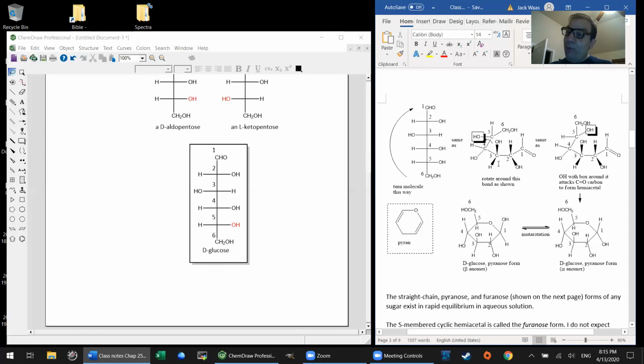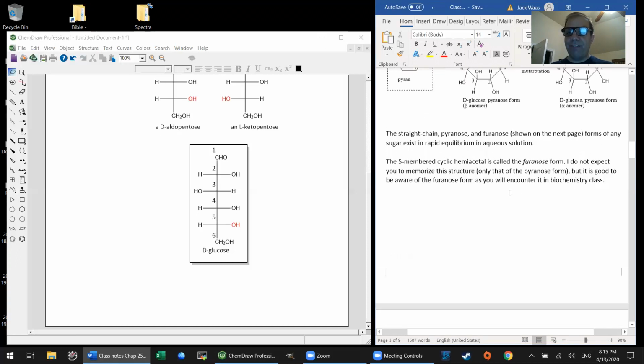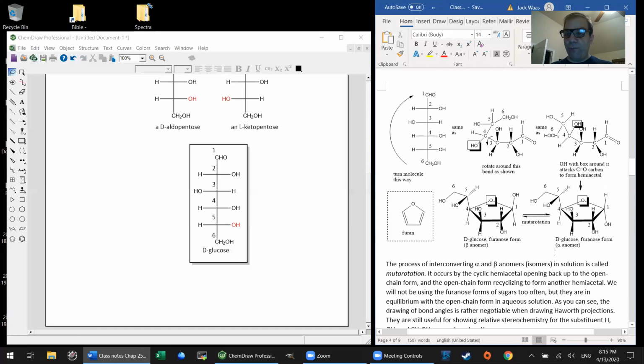But that's not the only way we can get a hemiacetal. We can also get not six-membered cyclic hemiacetals, but five-membered cyclic acetals. And those are called the furanose forms. I will not ask you to memorize these. I'm just giving them here because they'll show up in your biology and biochemistry classes. So they're called furanoses. You're familiar with furan, and these molecules are built on furan.